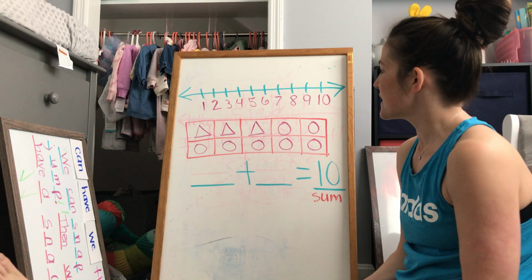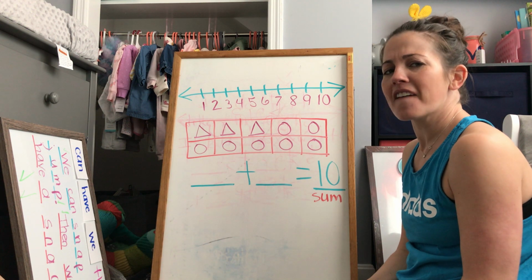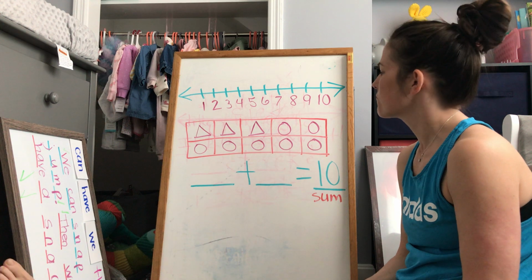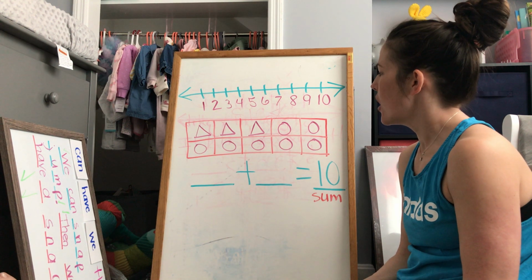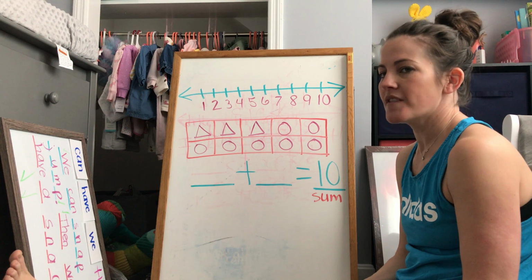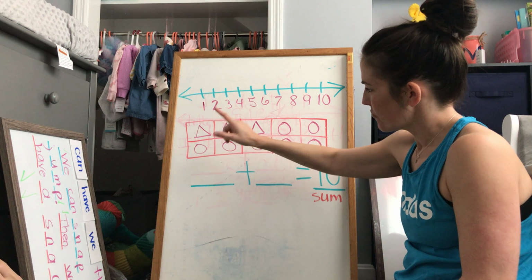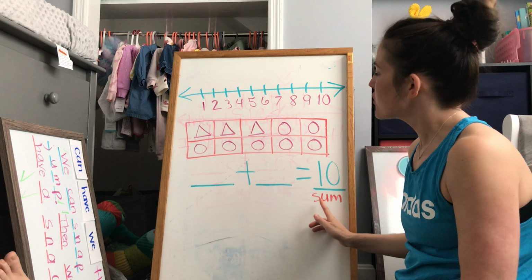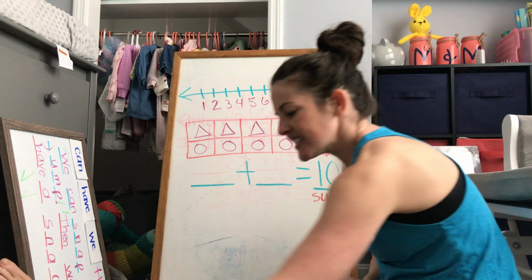So if we were looking at the 10 frame, I noticed all the squares are filled. Why would I do that? Take a second and think about that in your mind or think it out loud. Why would I fill up all the squares? Because my sum is going to be 10. So my job is to break it into the 2 parts. So let's take a look.